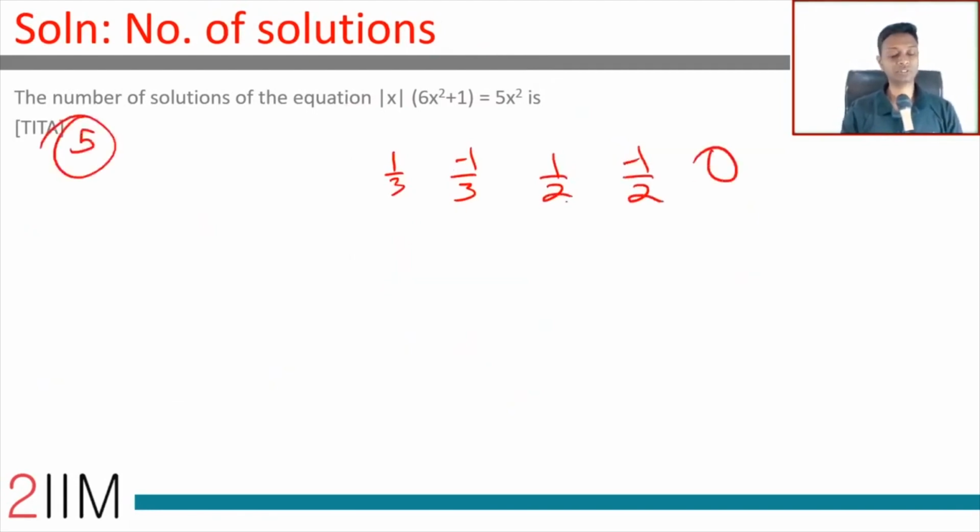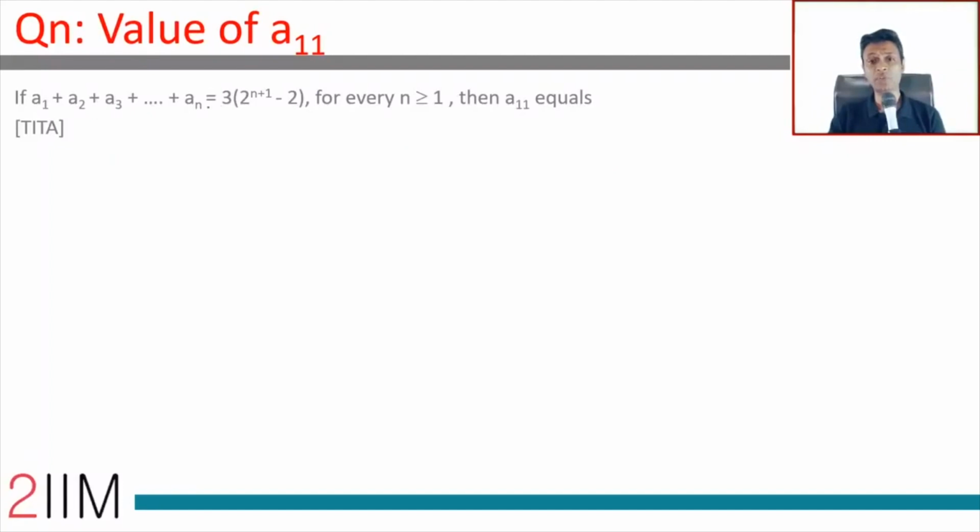5 possible values exist. a1 plus a2 plus a3 all the way till an is 3 times 2 power n plus 1 minus 2 for every n greater than or equal to 1. And let's find a1. It will be 3 times 2 square minus 2, 3 times 4 minus 2, which is 6.